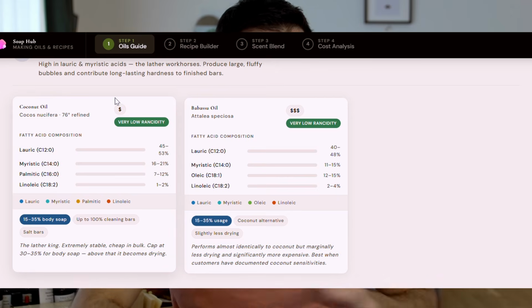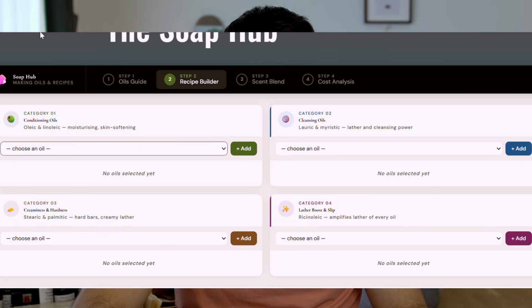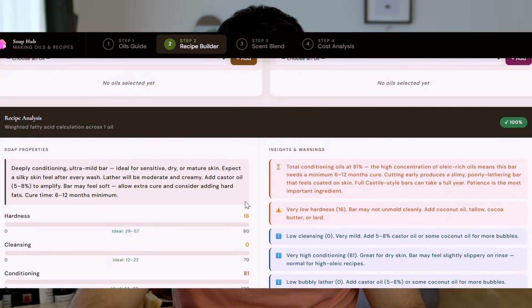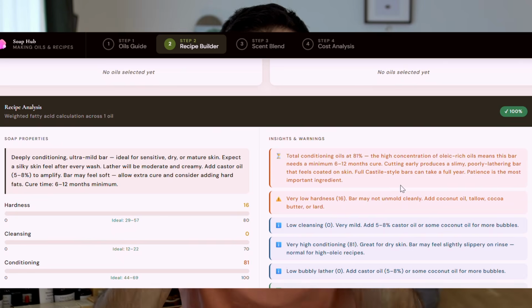So if we choose, for example, let's say I go here and I say olive oil, click add olive oil, 100%. Then here it will say the high concentration of oleic acid means this bar needs minimum 6 to 12 months cure. Cutting early produces a slimy and poorly lathering bar that feels coated on skin. This is completely true. So you need to cure them for a long time.